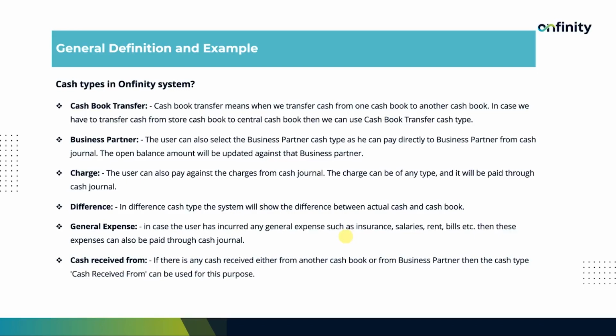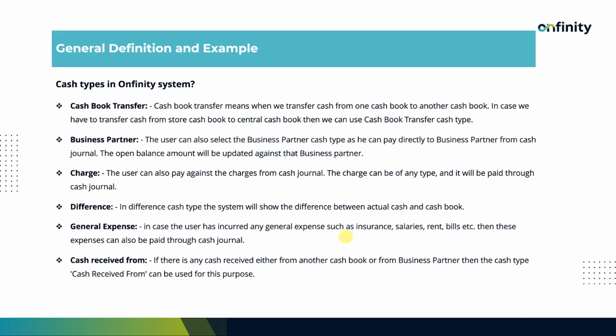A user can also select the business partner cash type, as they can pay directly to a business partner from the cash journal. The open balance amount will be updated against that business partner. The user can also pay against the charges from the cash journal. The charge can be of any type, and it will be paid through the cash journal.